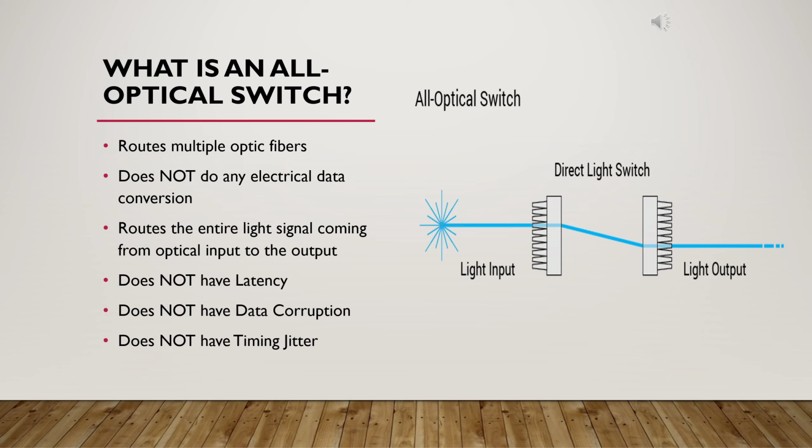Previously, an optical switch had a light input, generated electrical data, and had a light output. But what this all-optical switch does is that it has the light input and it keeps the light input, so there's no electrical data conversion. It routes the entire light signal coming from the optical input to the output. What's great about this is it does not have any latency, it does not have data corruption, and it does not have timing jitter.